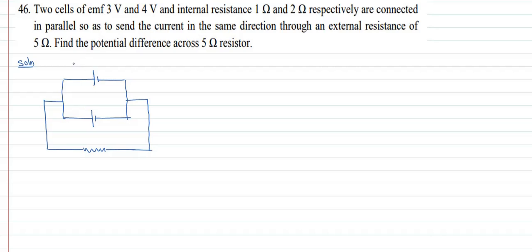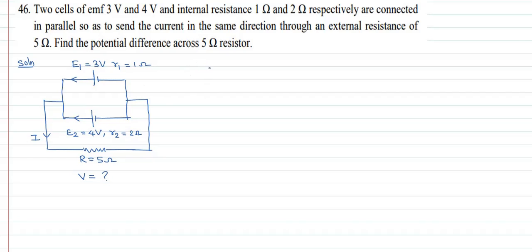So 3 volt, 1 ohm. I will take E1 is equal to 3 volt, R1 is equal to 1 ohm. So first cell. Then second cell 4 volt. So E2 is equal to 4 volt, R2 is equal to 2 ohms. They are sending current in the same direction across an external resistance of 5 ohms. So R is equal to 5 ohms. You are required to find the potential difference across this resistance. You are required to find V.